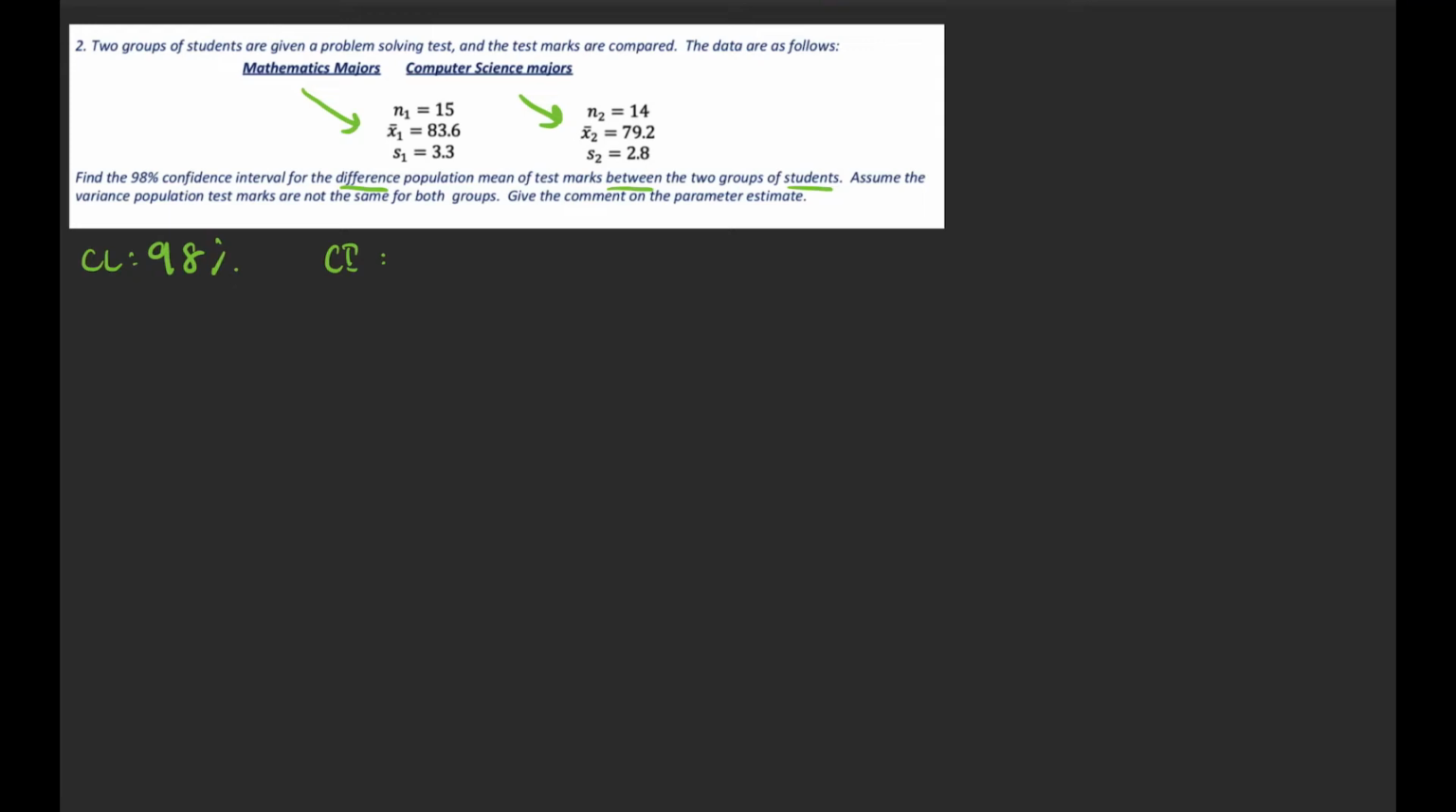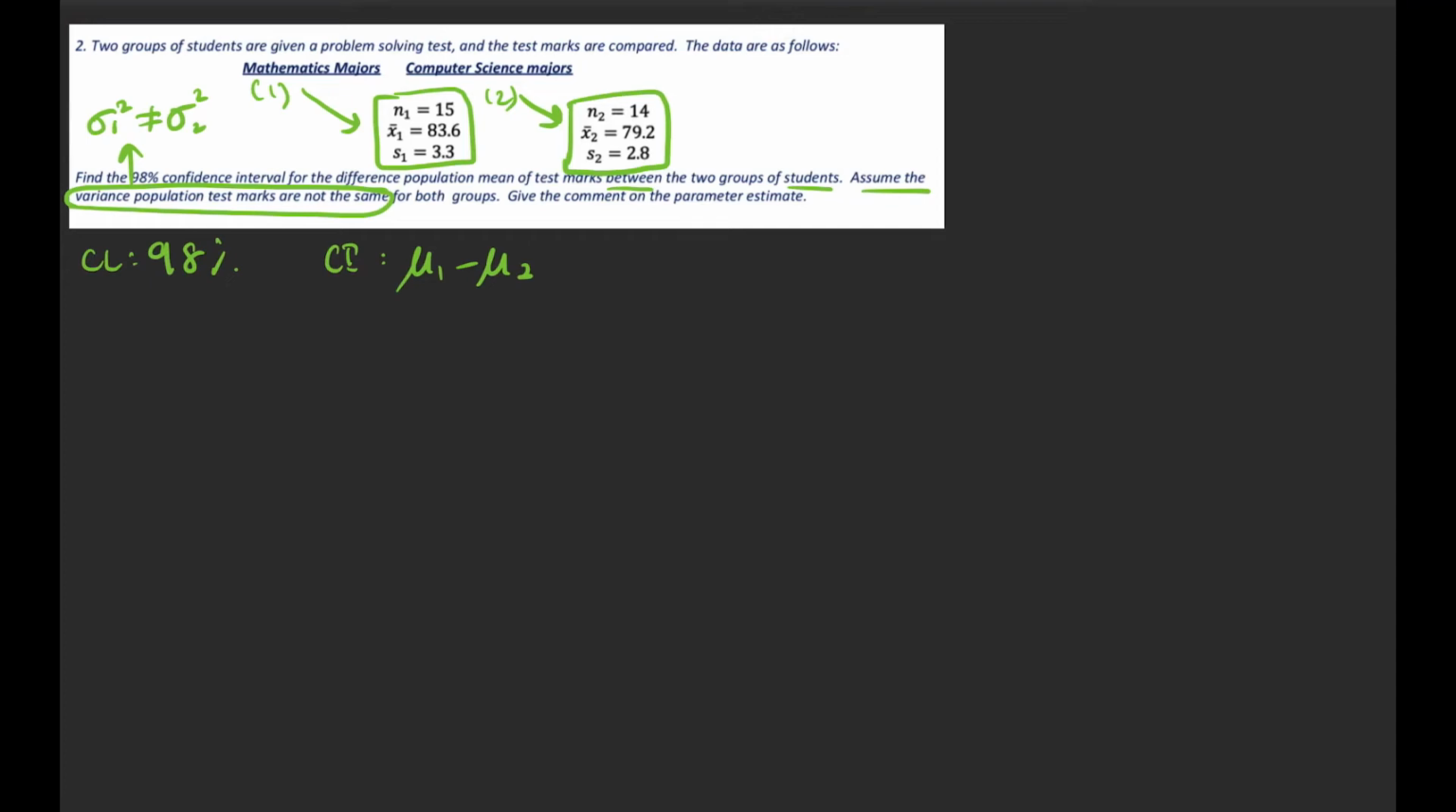So we assume that major mathematics is 1, computer science is 2. So mu 1 minus mu 2. Assume the population variances of test mark are not the same. So the keyword here, variances are not the same. So sigma 1 square not equal to sigma 2 square. Okay, so we have the n, we have the x bar, we have the s.